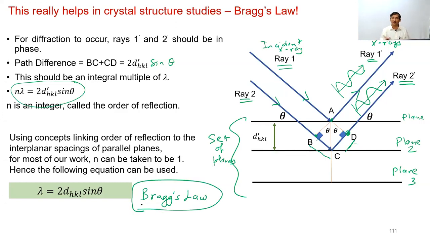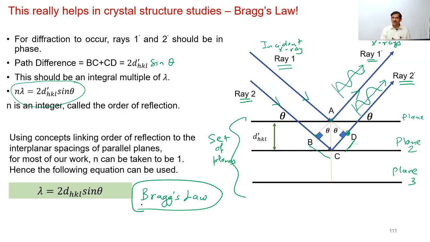This really was a kind of breakthrough in crystallography, the discovery of this law by Bragg, father and son. It really helped us analyze crystal structures the way we talk today, like this is body-centered cubic, this is tetragonal, and so on. All of this was possible because of the advent of X-ray diffraction.